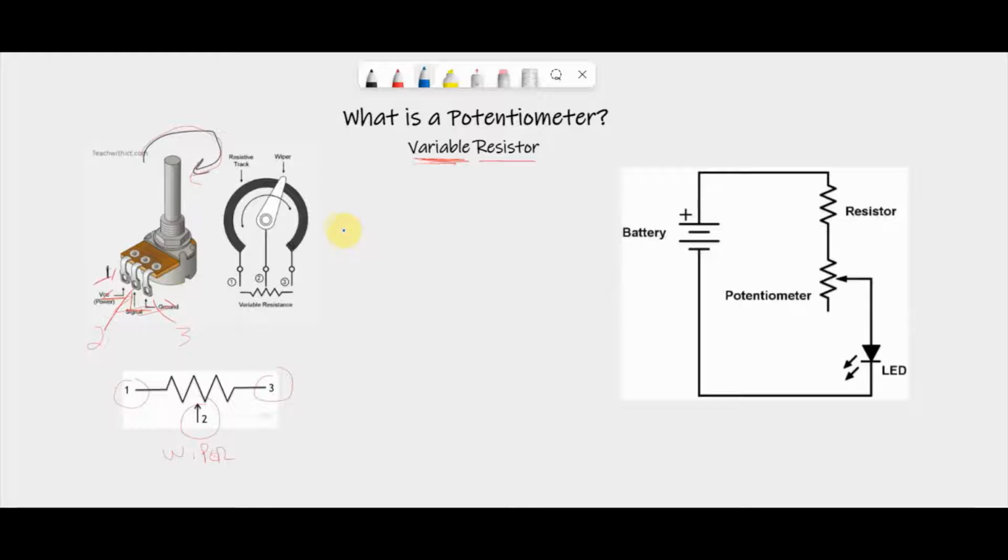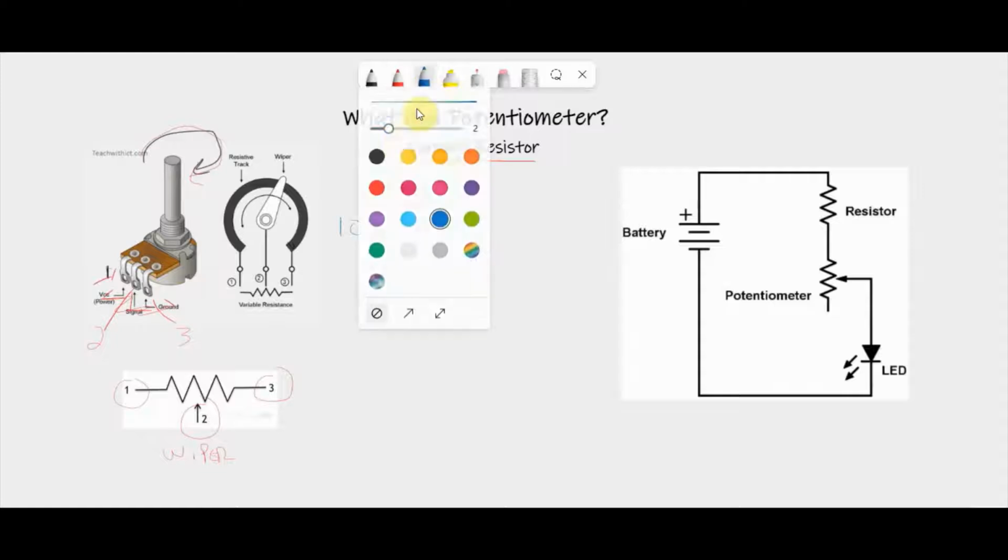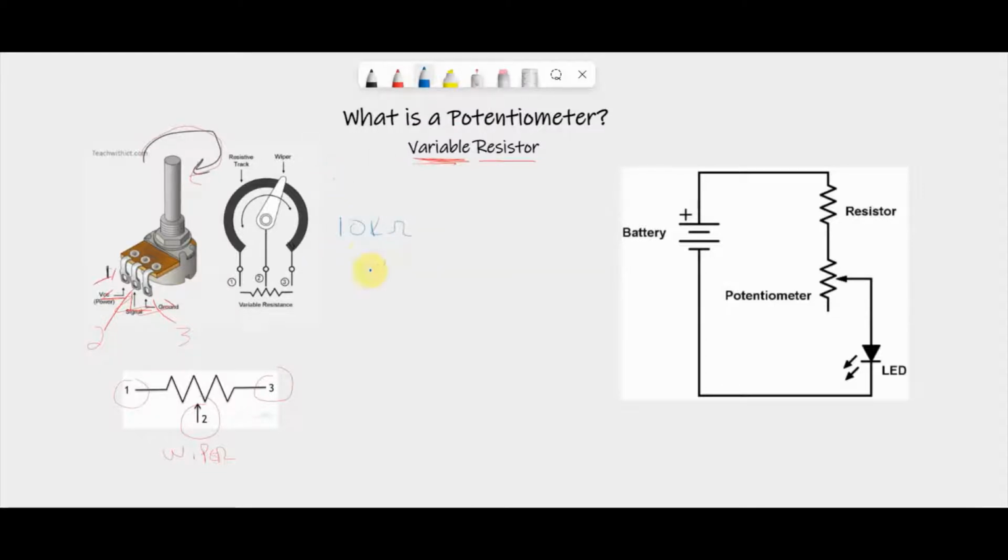First of all, if this potentiometer was rated, let's just say at 10K, 10 kilo ohm, then the resistance, if we measured it between 1 and 3, would be equal to 10K. And the resistance between 1 and 2, added to the resistance that we measured between 2 and 3, is equal to the resistance between 1 and 3, the overall resistance of 10K. Now, what these values are depends on where this wiper is.